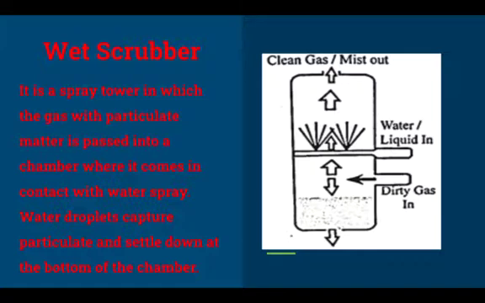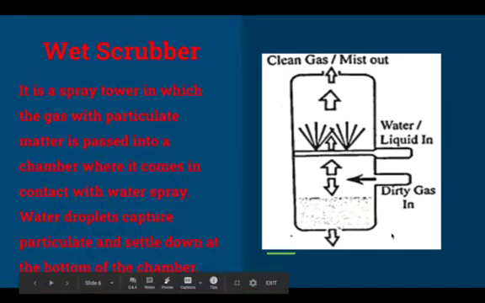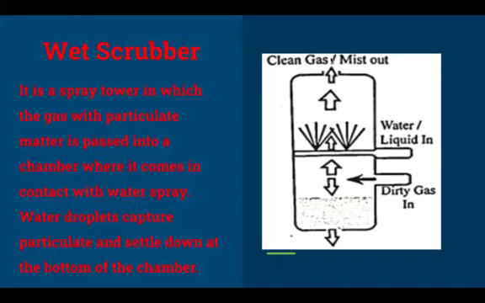Now next method is the wet scrubber. It consists of a spray tower in which the gas with the particulate matter is passed into a chamber where it comes in contact with water spray. Here water is sprayed inside this tower. So the dirty gas which moves into the tower will come in contact with the water spray. Water droplets will capture this particulate matter and will become heavy and settle down at the bottom of the chamber and can be removed from the bottom of the chamber. So the gas which comes out of the chamber will be clean gas which is free from particulate matter. So this is the method that is used in wet scrubber.